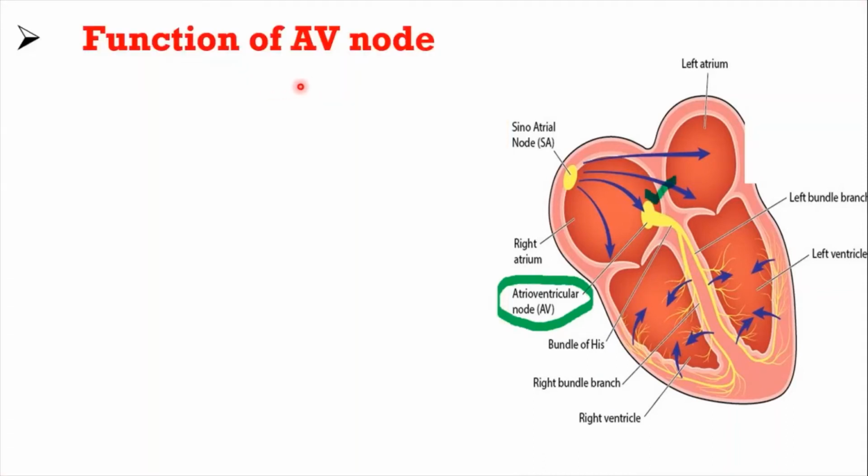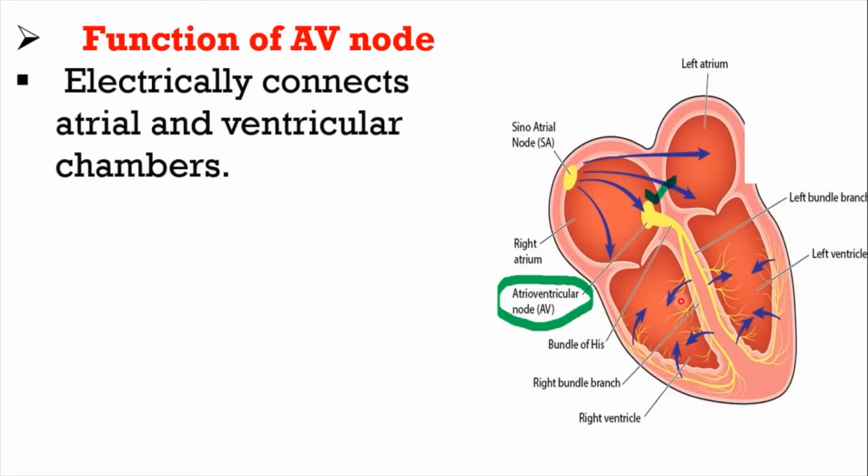Not only location, the AV node also electrically connects the upper chambers, the atria, with the ventricles. So it is named the atrioventricular node. Coming to the function of the AV node, it receives impulses from the SA node and sends them to the lower chambers, the ventricles. We already know that the SA node generates the action potentials. Now the AV node receives the action potentials produced by the SA node, then it sends those action potentials to the wall of the ventricles.